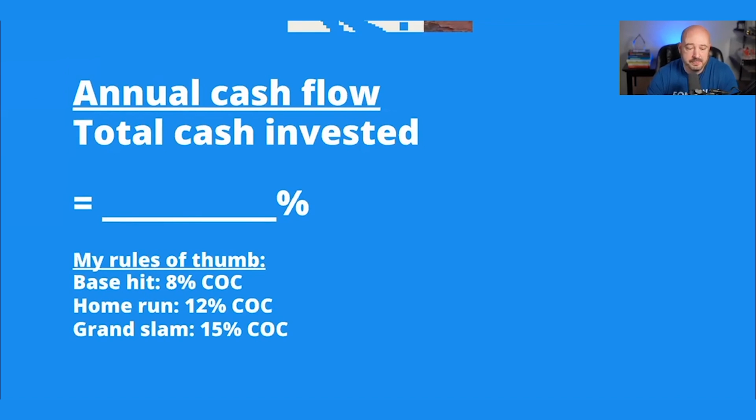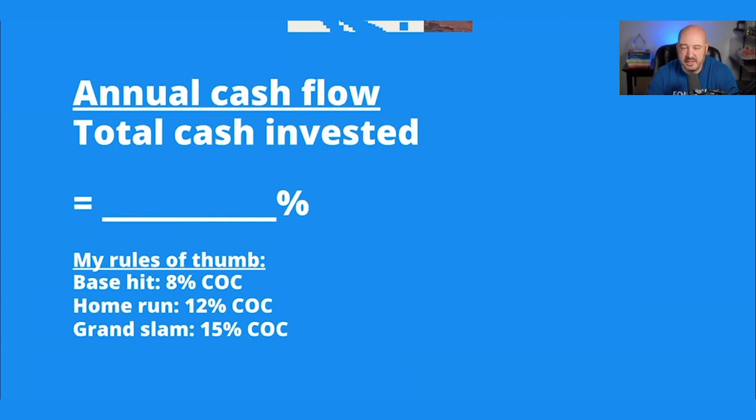Here's my rule of thumb. You can get an 8% cash on cash return. That's a base hit. I'll go for that. You can get a 12% cash on cash return. That's a home run. Awesome deal. You get a 15% cash on cash return. That's a grand slam. Now, I want to highlight these metrics are a base hit, a home run, and a grand slam if I'm buying a property that's meant to cash flow.